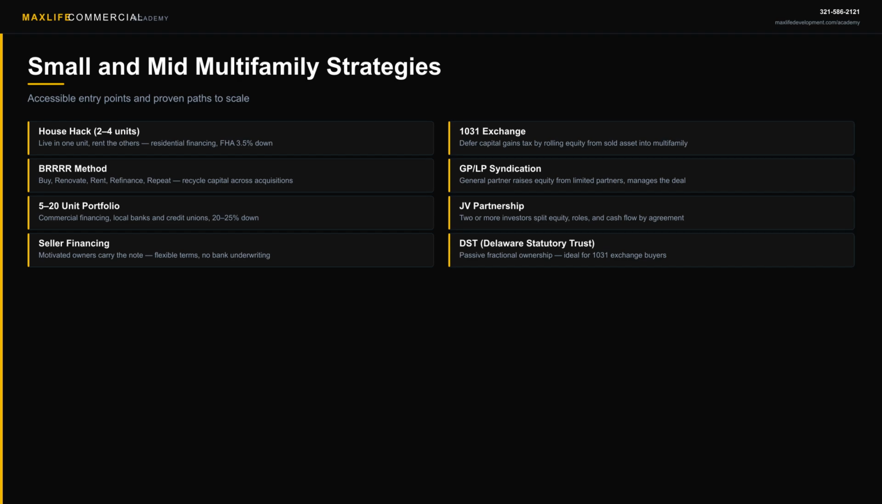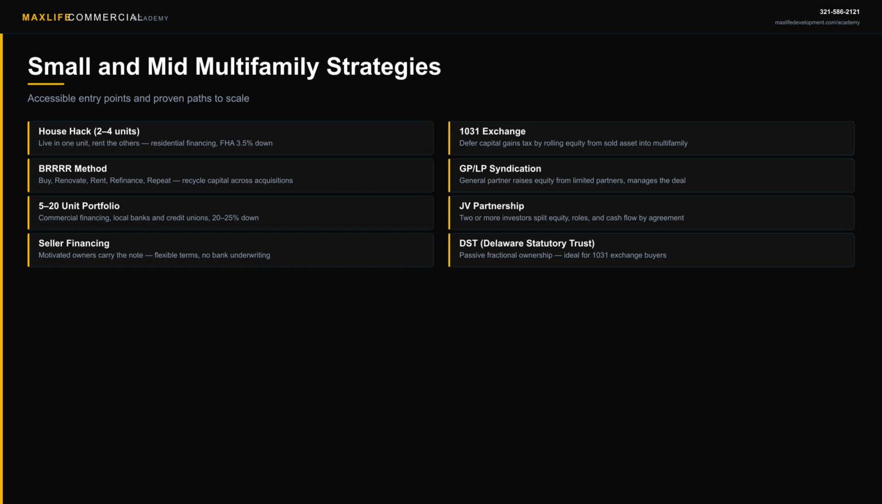One of the most powerful aspects of multifamily investing is the range of entry points and acquisition strategies available to investors at every capital level. The house hack is the most accessible starting point in real estate. You buy a duplex, triplex, or fourplex using an FHA loan with as little as 3.5% down, live in one unit, and let your tenants cover the mortgage. It's how many of today's largest multifamily investors got their start.